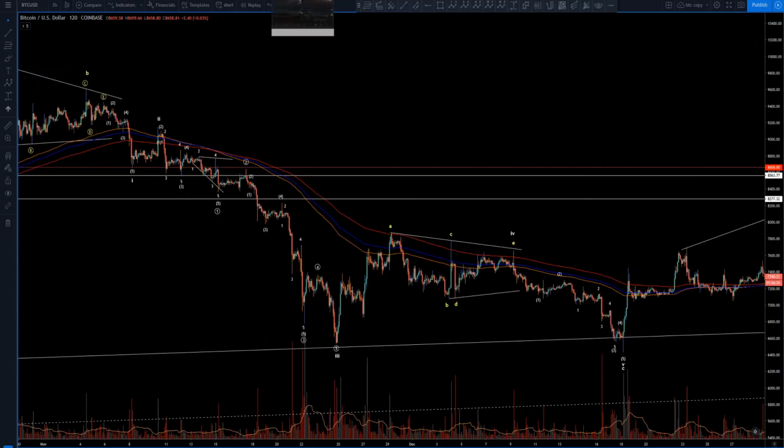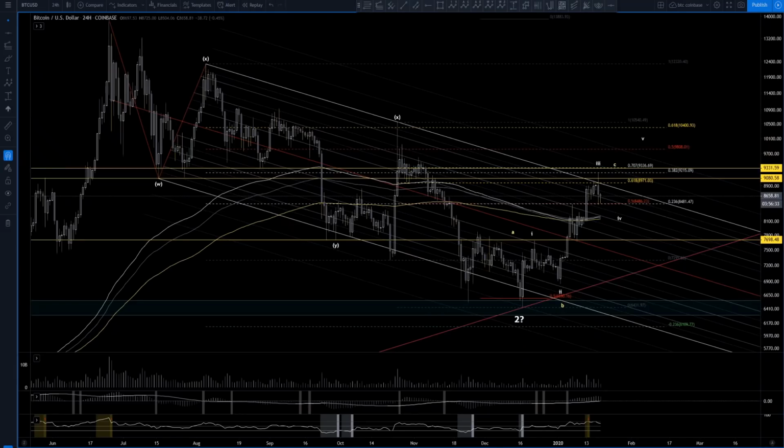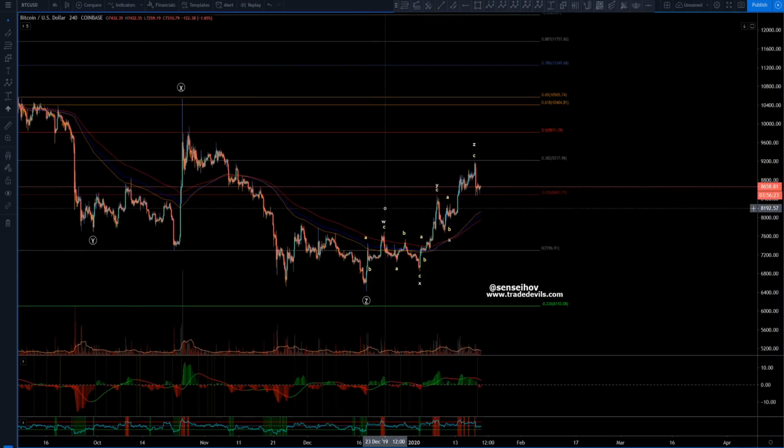With that said, for me, what I see is wave structure from our low being, oops, sorry, wrong one. Wave structure from our low being pretty difficult to count, looking like 3 waves across the board all over here.